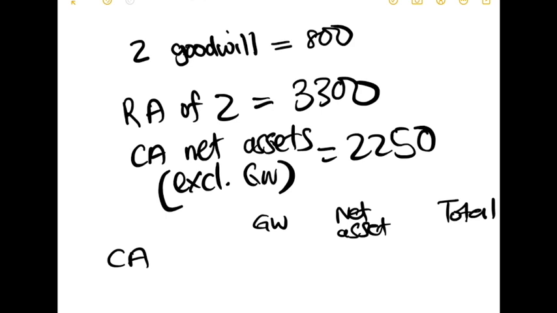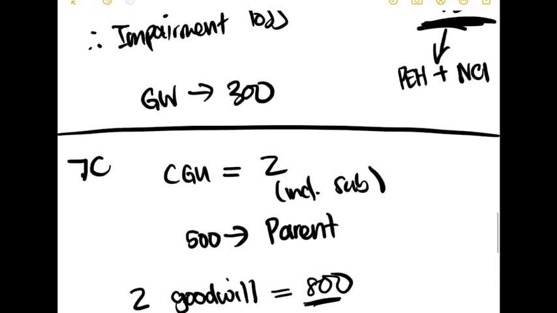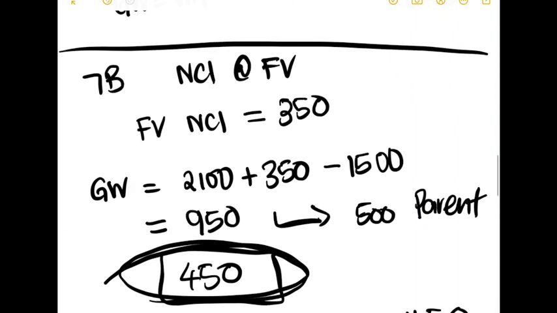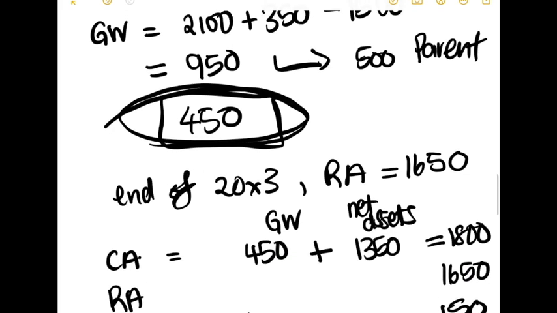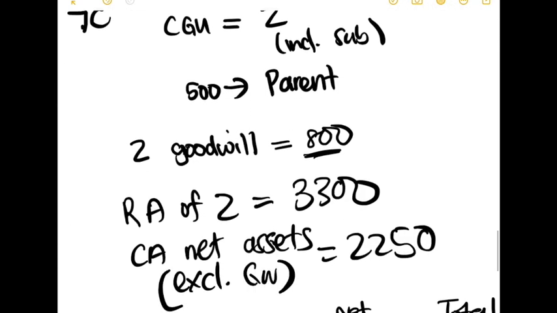Well, the goodwill sitting in Z related to previous business combinations is 800, but the goodwill of the subsidiary, which is now included in this cash generating unit, also needs to be brought in. Now, if you remember from the previous example, we calculated a total goodwill of 950, but like the previous example, we were told that 500 is allocated to the parent, so it's actually this 450 that we need to bring in as well.